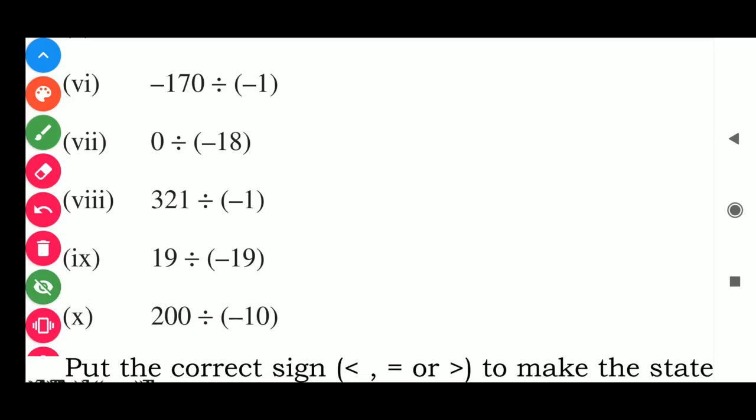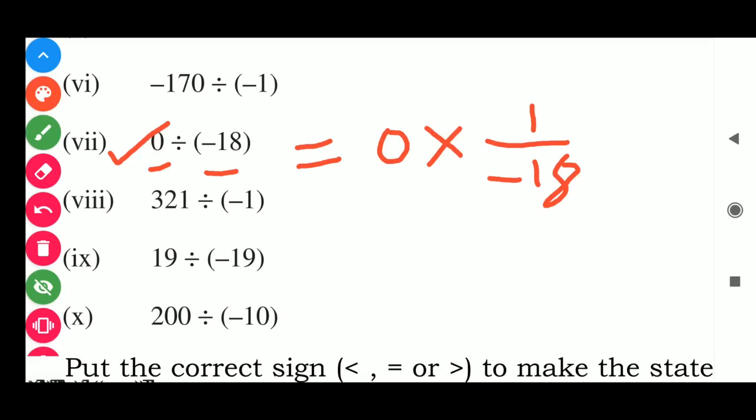Now come to the seventh question. 0 divided by minus 18 is equal to 0 into 1 upon minus 18. Any digit whenever multiplied by 0 becomes 0. So your answer is 0.